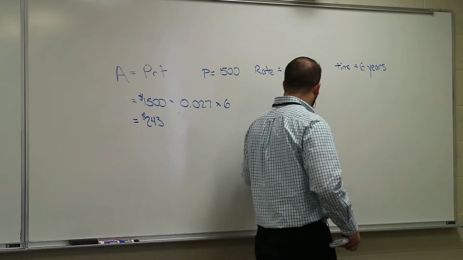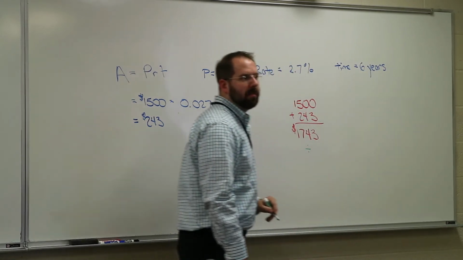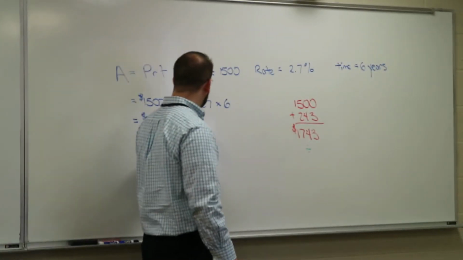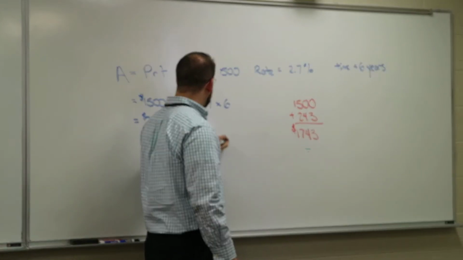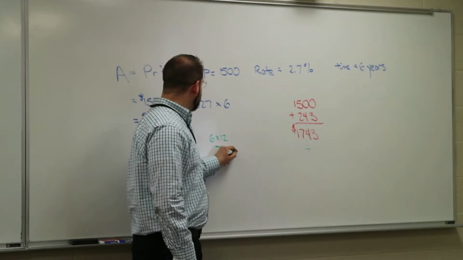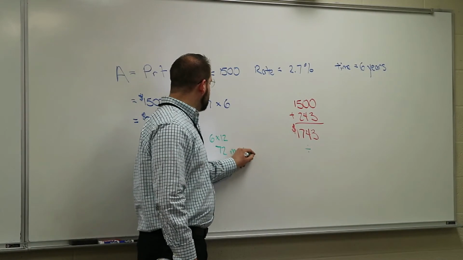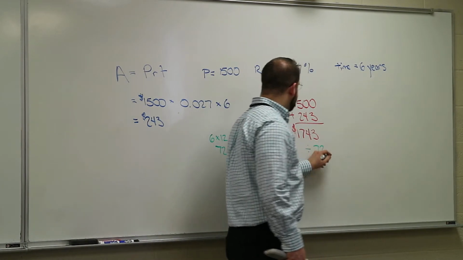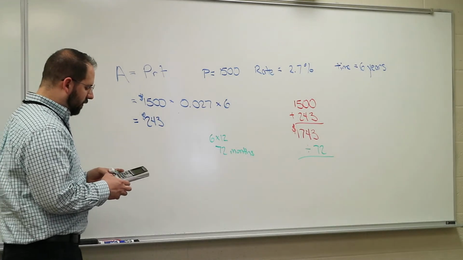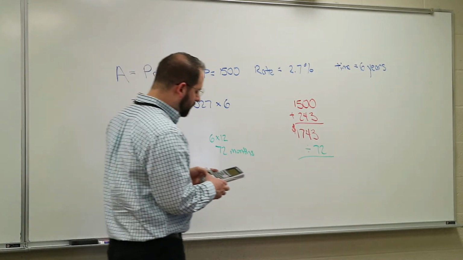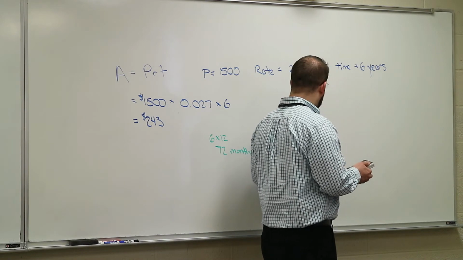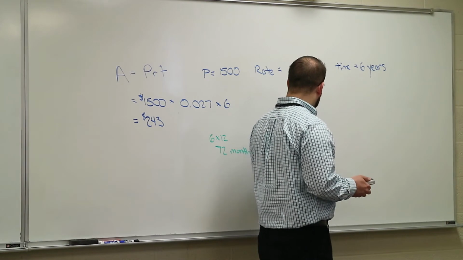Now, 6 years. How many months are in 6 years? 12 times what? Times 6. That's how you figure out what you're going to divide by. So this is 72 months. That's how I figure out how many months I'm going to divide by, because you take your years and you take it times 12. So 1743 divided by 72, I'm going to be making a $24 payment. And that's the number I'm looking for.